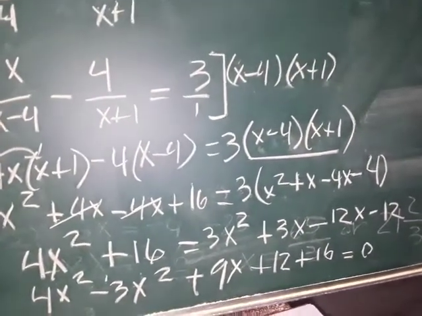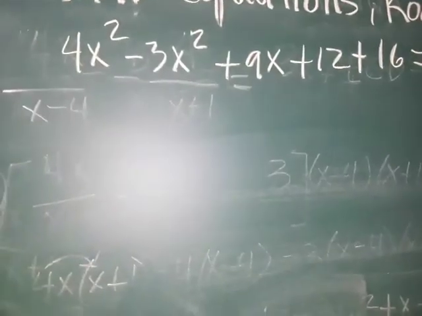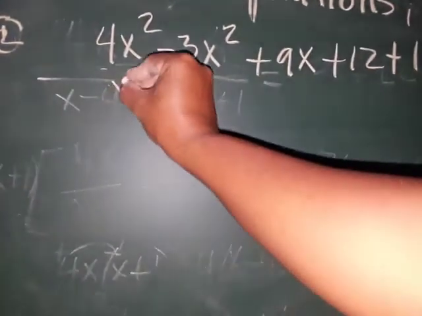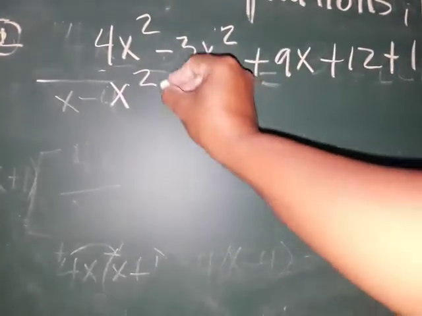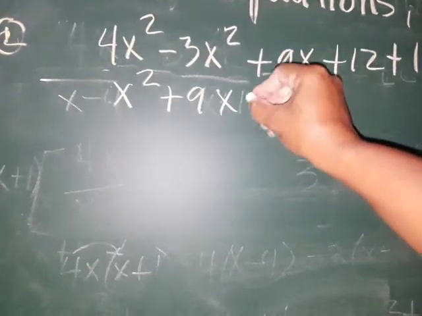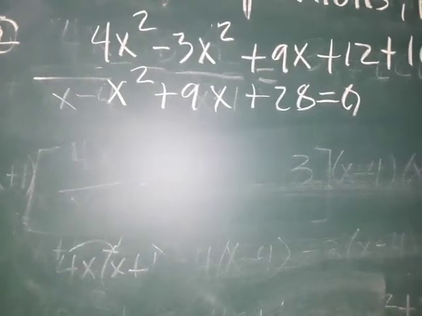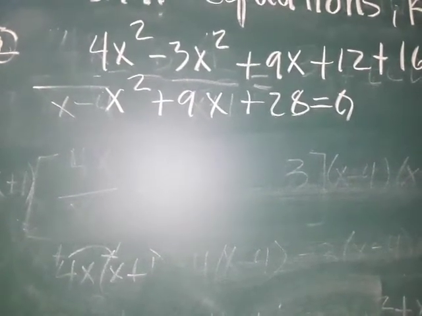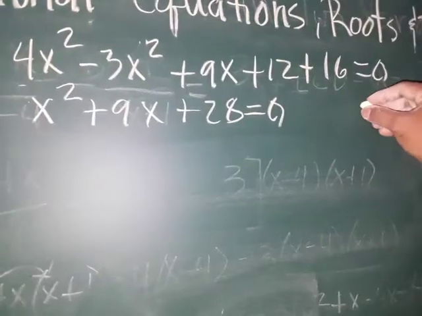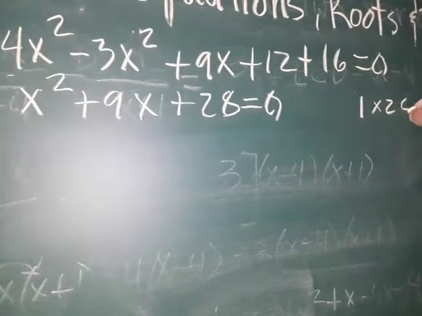Let's continue sa taas. Okay, ituloy natin. So, combine like terms, 4x squared minus 3x squared is equal to x squared plus 9x plus 28 is equal to 0. Okay, if we look for the factor, there's no factor because the factor of 28 is 1 and 28.